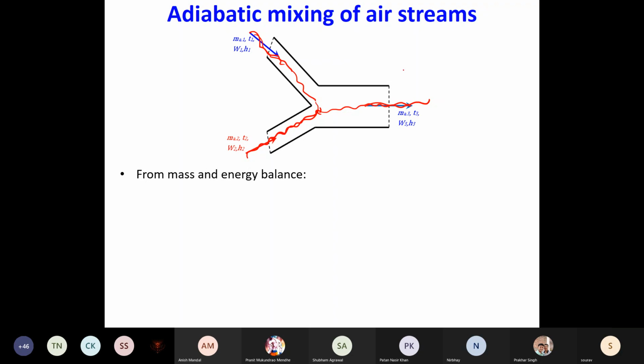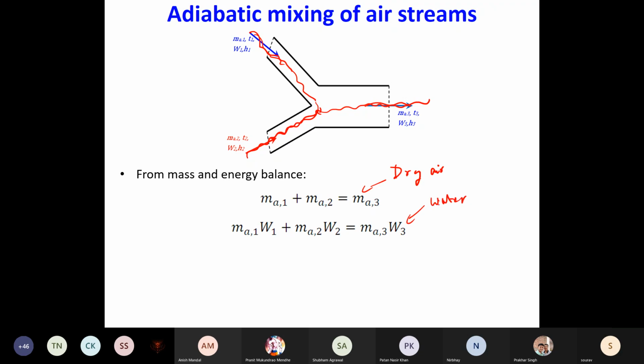So the mass and energy balance equations remain the same. If you were to write the mass balance, it would be Ma1 plus Ma2 equals Ma3. This is for air. To write the same equation for water or moisture content. And the energy balance equation is the enthalpy balance.